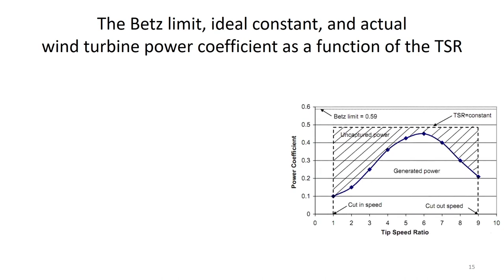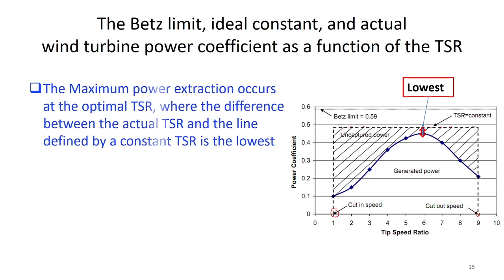And we can see here the Betz limit, ideal constant, and actual wind turbine power coefficient as a function of TSR. Similarly, we have drawn here the Betz limit and the constant tip speed ratio, and you can see all those parameters: cut-in speed, cut-out speed, operating ranges, and the variation of CP. So maximum power extraction occurs at the optimum TSR, where the difference between the actual TSR and the line defined by the constant TSR is lowest. So that's what it is saying.